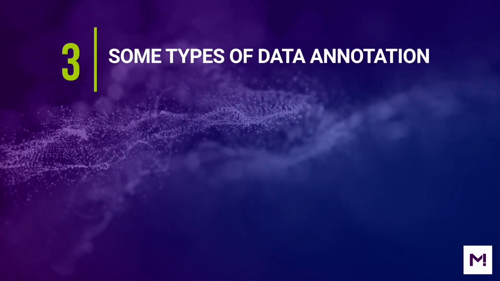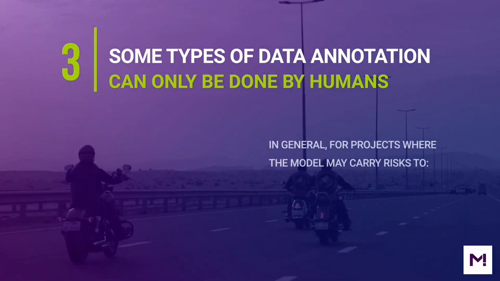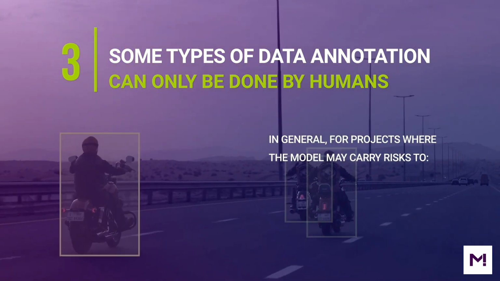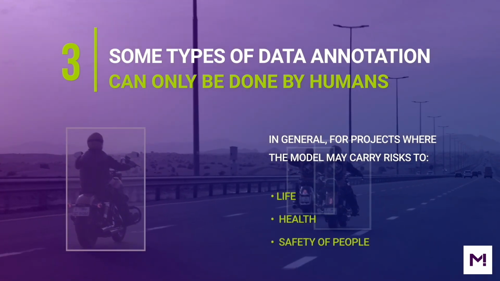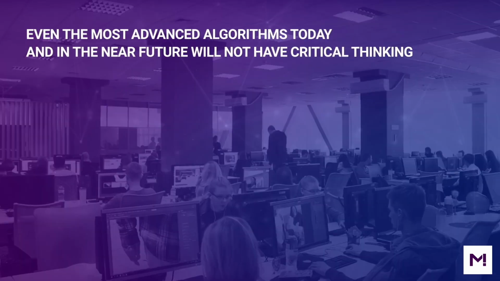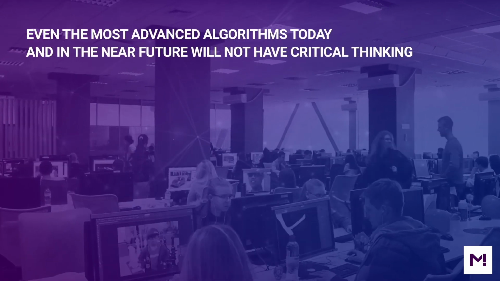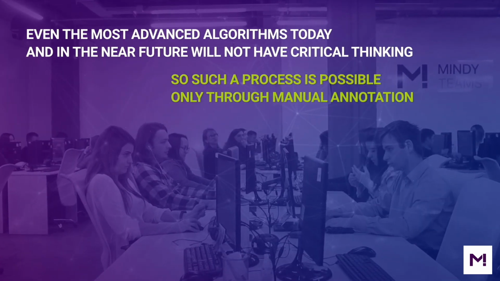Some types of data annotations can only be done by humans. In general, for projects where the model may carry risks to life, health, safety of people, it would be a mistake to rely on auto-labeled data alone. Even the most advanced algorithms today and in the near future will not have critical thinking, so such a process is possible only through manual annotation.